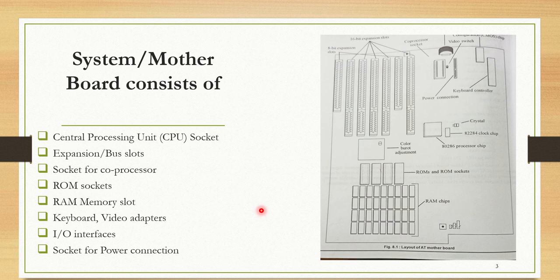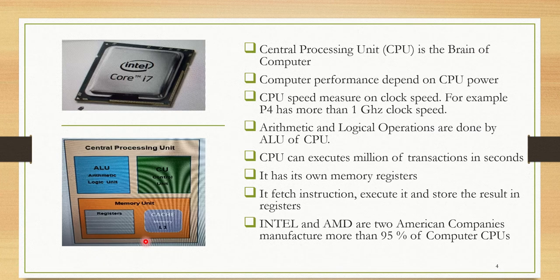This is the main part of a computer. Okay. Now let's see the next. Next is CPU. The CPU or central processing unit is the brain of computer. Whatever job is done and controlled by a computer is done by CPU. That's called central processing unit. Now, computer performance depends on CPU power. How fast your CPU is, your computer performance will depend on that.